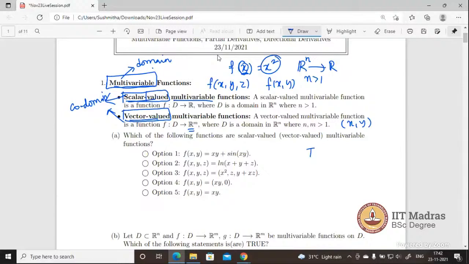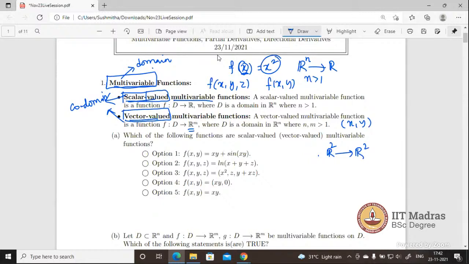It depends. If you have T from R to R, then this is going to be a single variable, single valued function. But if I have, say, R2 to R2, then this is going to be a vector valued multivariable function.